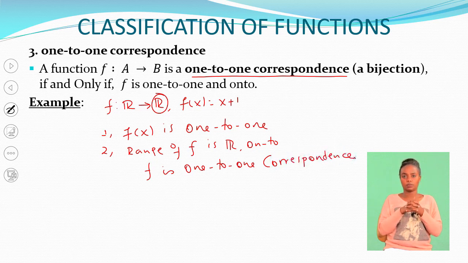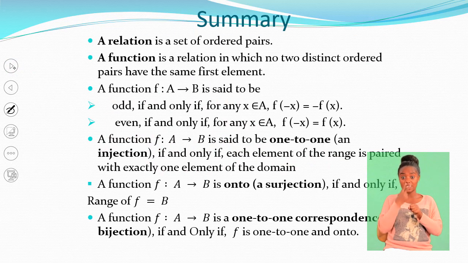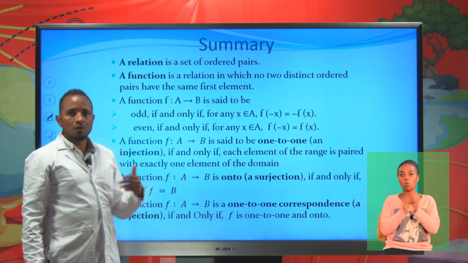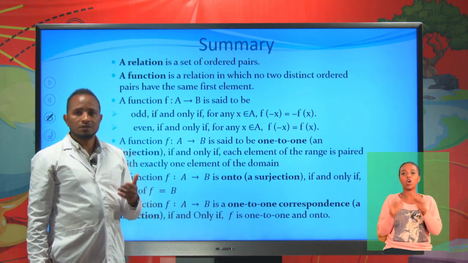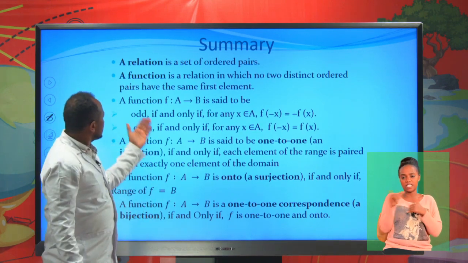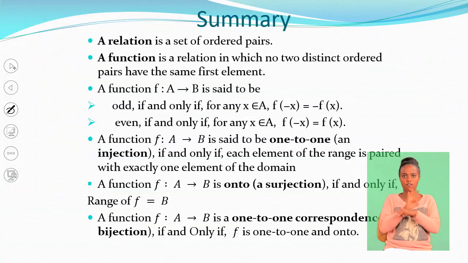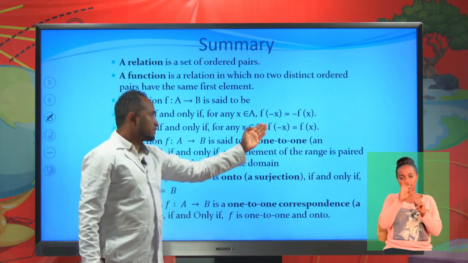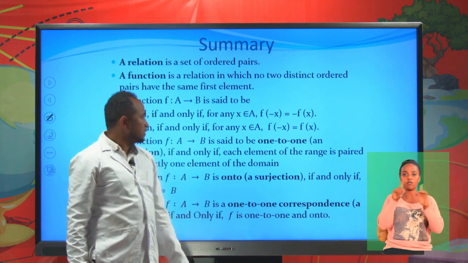This is it. To summarize what we have seen today: one, we have seen about relation. A relation is a set of ordered pairs. And second, a function is a relation in which no two distinct ordered pairs have the same first element. And a function is said to be odd if f of negative x equals minus f of x. It is even if it satisfies f of negative x equals f of x.